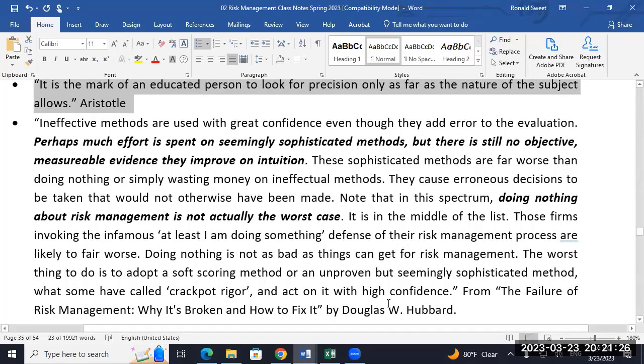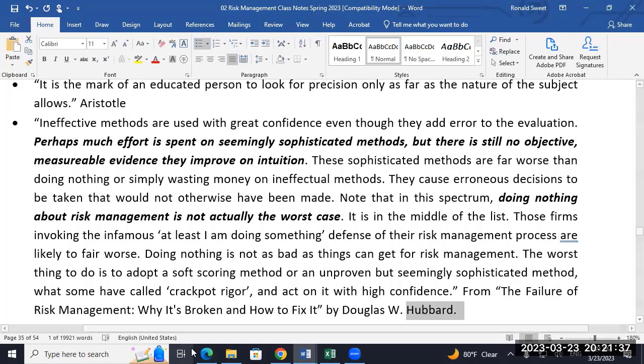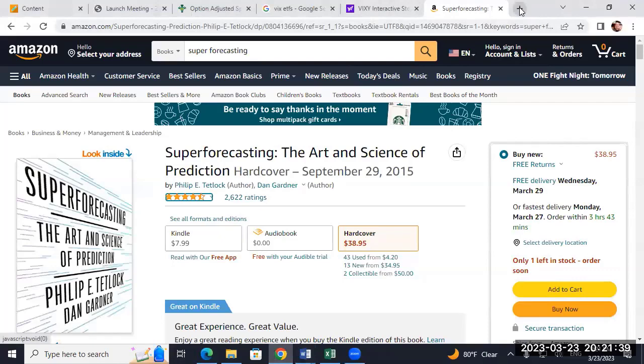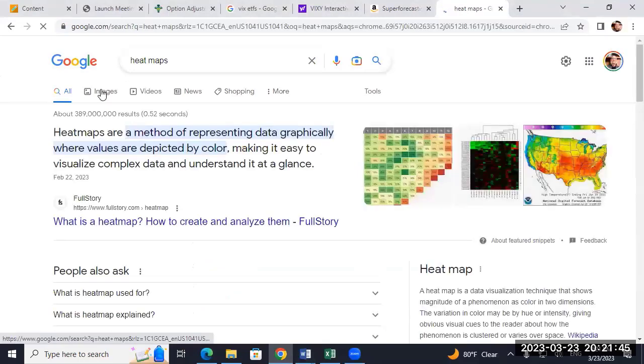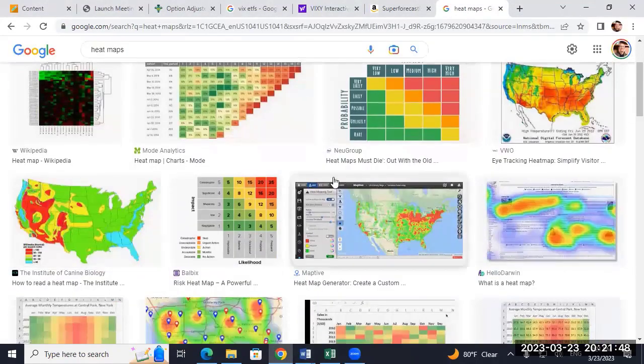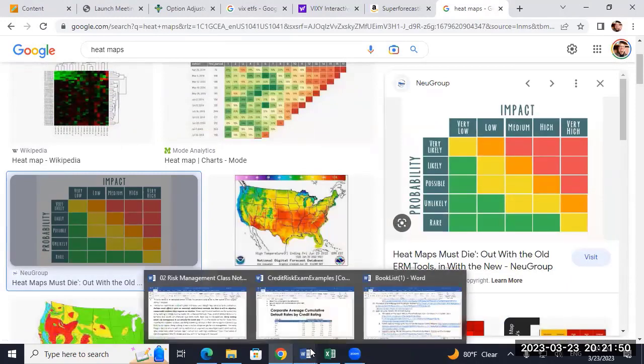Hubbard's not quite as efficient as Aristotle: ineffective methods are used with great confidence, even though they add error to the evaluation. What is he talking about? So I'm going to step on toes. Y'all can handle it though. So you're going to see these things. There's a heat map. Have y'all heard of heat maps? Have any of y'all seen heat maps? Do y'all use them in college classes? In a college class or in a job?